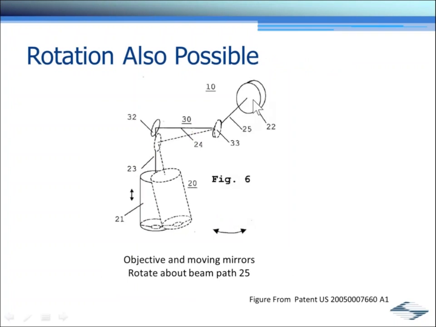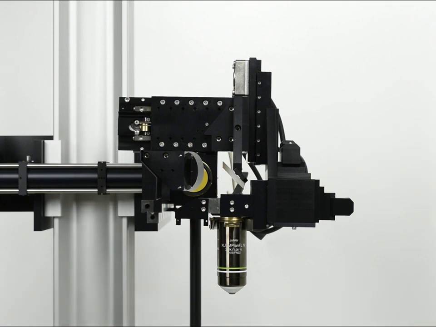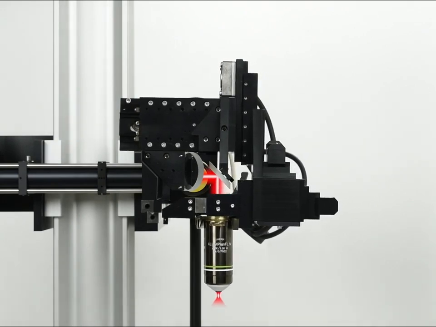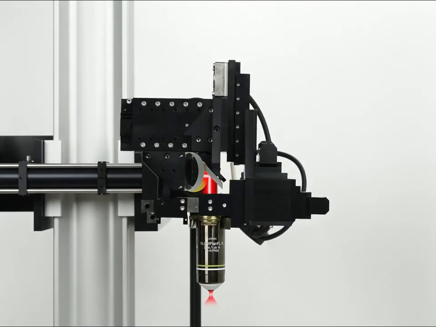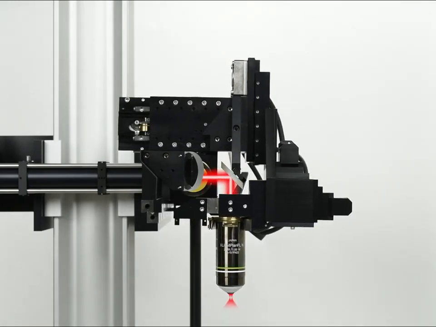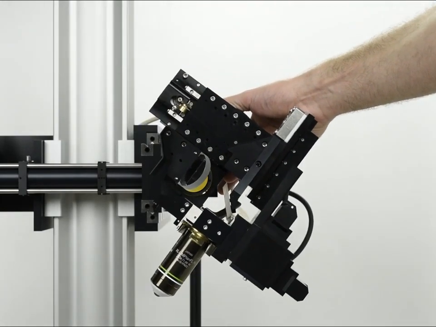One of the nifty things about this design, as we can see in the patent, is that rotation is also possible around the optical axis. So what does that all look like? This is a video of the actual microscope head, and I'd like to show you so you can imagine how this works. Now we see the microscope is translating in X right now, just to give you an idea of how this operates. But as I mentioned, rotation is also possible around the optical axis.